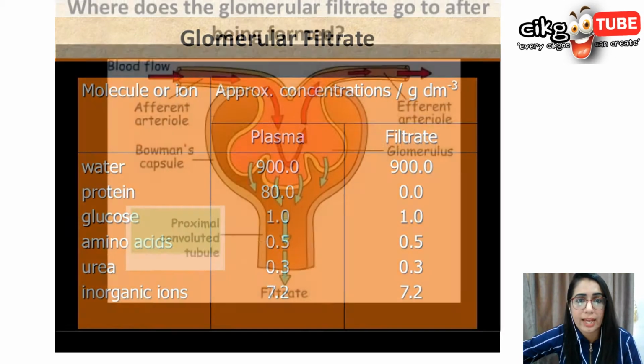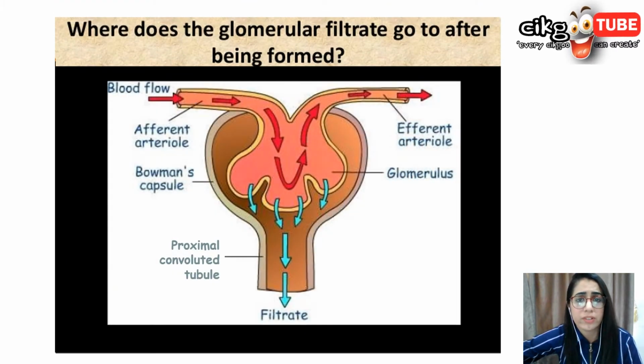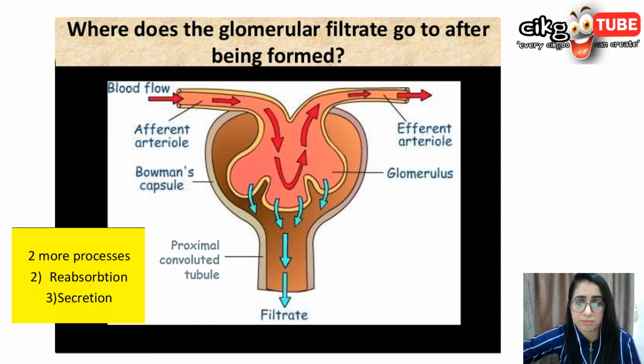And then where does the glomerular filtrate go after being formed? Of course, to the proximal convoluted tubule, and now it is called the filtrate. Whatever is filtered from the glomerulus is called the filtrate. There are two more processes remaining. First is the reabsorption and secretion.